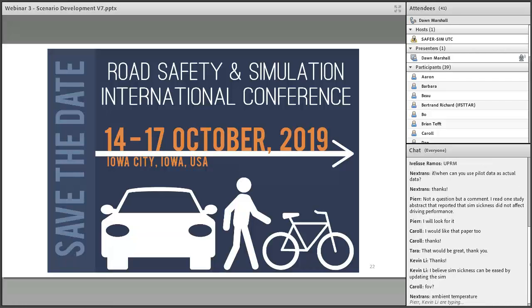So we've got a couple people typing comments. Ambient temperature, yes. We have found that ambient temperature is very important. We actually keep our simulator cab or room fairly cool, between 68 and 70 degrees Fahrenheit, and advise participants to bring a jacket. The reason is we found that the sim sickness rate simply goes down when we keep the space cool, or should I say, it goes up when it gets warm.